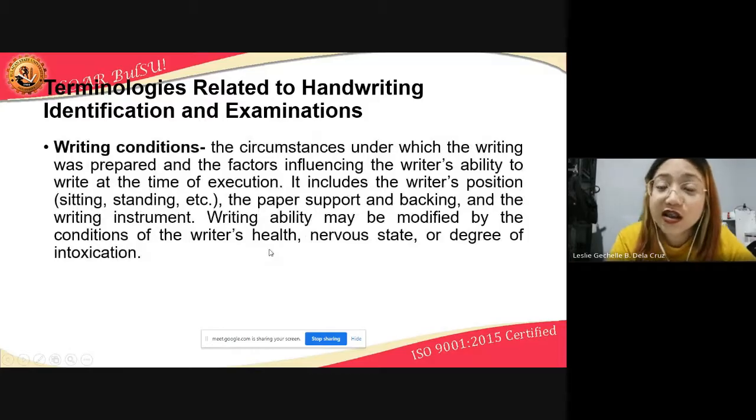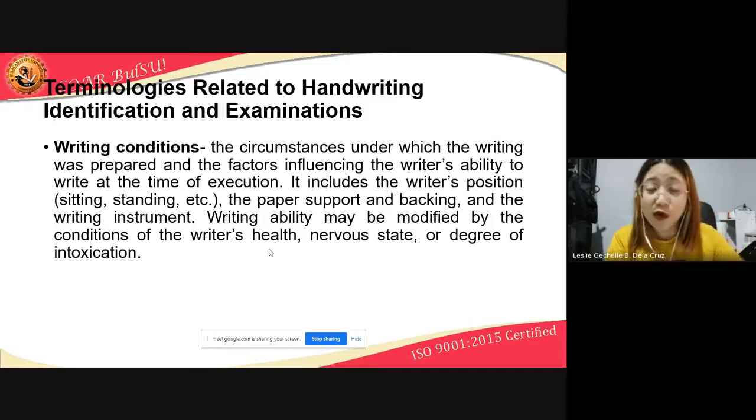Writing conditions, the circumstances under which the writing was prepared and the factors influencing the writer's ability to write at the time of execution. Kung ano ba yung meron sa'yo na writer nung nagsusulat ka, yun yung writing condition. Ano ba yun? It includes the writer's position. Nakatayo ka ba nung nagsusulat ka? Nakaupo ka ba nung nagsusulat ka? The writer's support and backing, and the writing instrument. Ano yung gamit mong ballpen? Ano yung gamit mong panulat nung pagkakataon na sinulat mo yung dokumento?